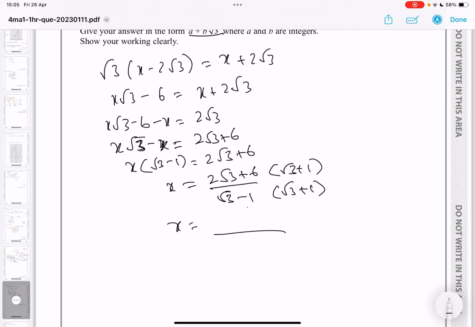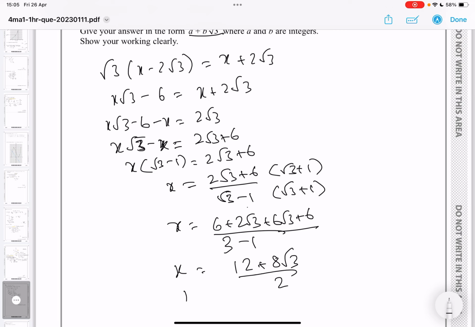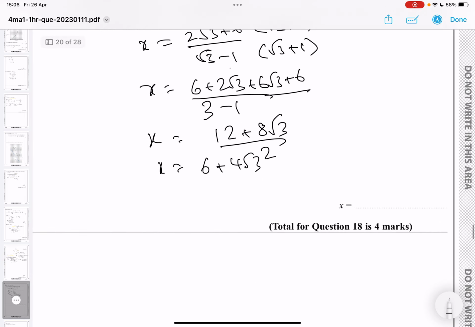So if we do that, we get root 3 times root 3 is 3, plus root 3 minus root 3 is just 0, minus 1 times 1 is minus 1. And the numerator, 2 root 3 multiplied by root 3 is 6, plus 2 root 3, plus 6 root 3, plus 6. So x equals 12 plus 8 root 3 divided by 2. And if we divide everything by 2, it'll give you 6 plus 4 root 3, which is exactly in the format that they wanted. So the answer is 6 plus 4 root 3.